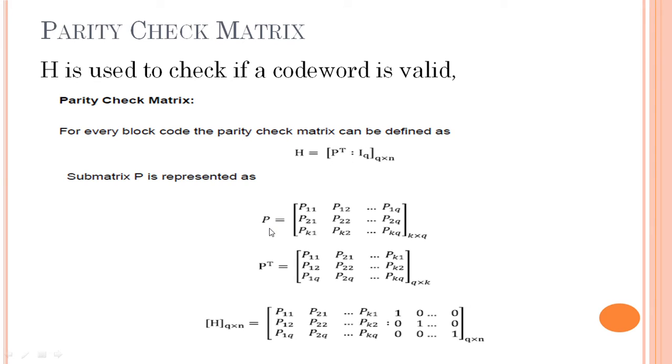As I already know, a generator matrix consists of an identity matrix with a submatrix, and the submatrix transpose can be found by writing each column of the submatrix row-wise. From that we can generate the parity check matrix.